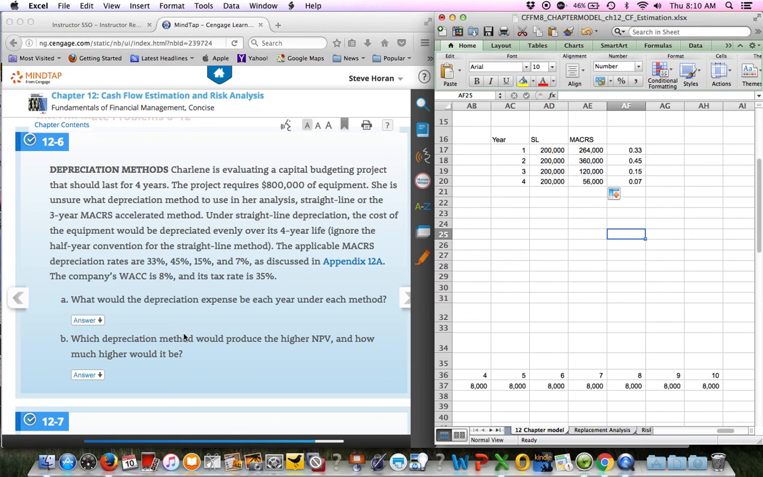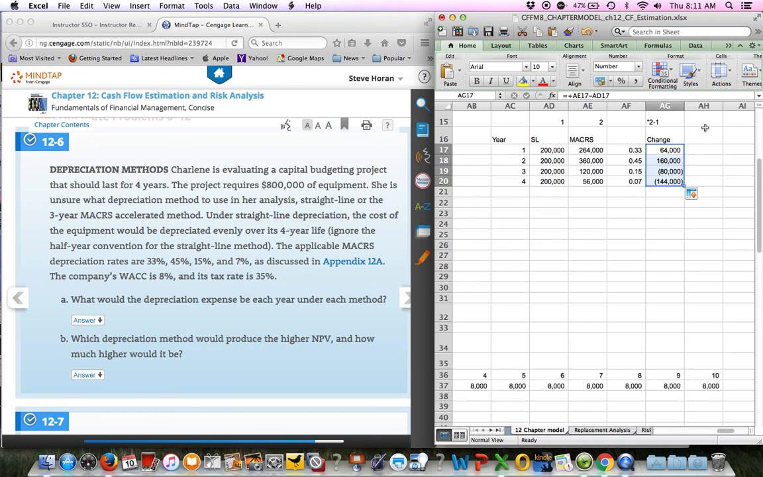Question B says, which depreciation method would produce the higher NPV, and how much higher would it be? So to do that, what I really have to do is call this column 1 and column 2, and take column 2 and subtract column 1. Basically this is my change. So what is the change between the two? The change is my MACRS minus the straight line. Let me just drag that formula down. It's going to go from positive to negative, which makes sense. Okay, so here's my change.